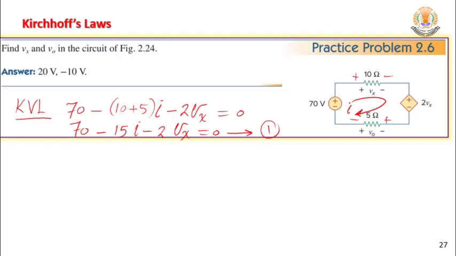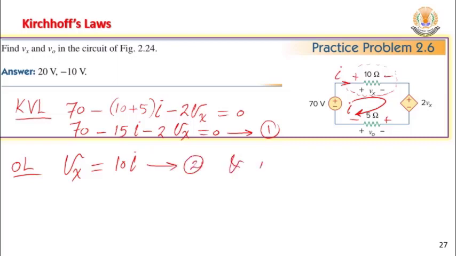One equation in two unknowns, like before, I cannot solve it, so I have to create another one. How can I create another one? From here. Vx, because I need to replace Vx, or replace I, as you like. Ohm's law. Have a look here. I is flowing like that, so I can say that Vx can be replaced by 10I. Do you agree? Equation number 2.